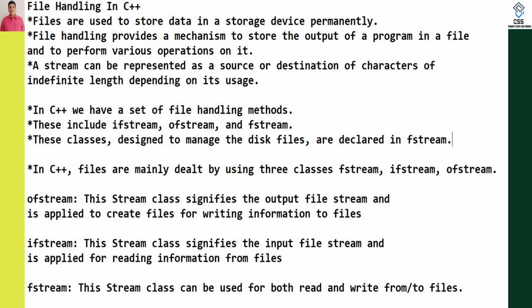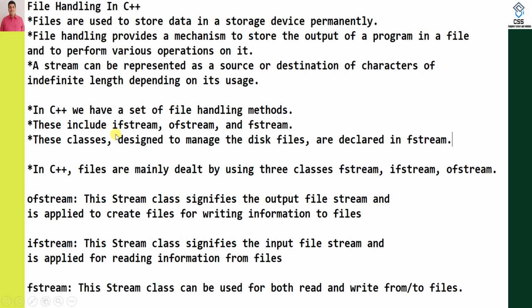Hence, the definition tells us files are used to store data in a storage device permanently. File handling provides the mechanism to store the output of the program in a file to perform various operations. A stream is nothing but a continuous flow of bits or bytes. Why is it termed bits or bytes? Because that depends upon the kind of data you write to the file, because internally the data is written as a continuous flow of bits or bytes, that is ones or zeros.